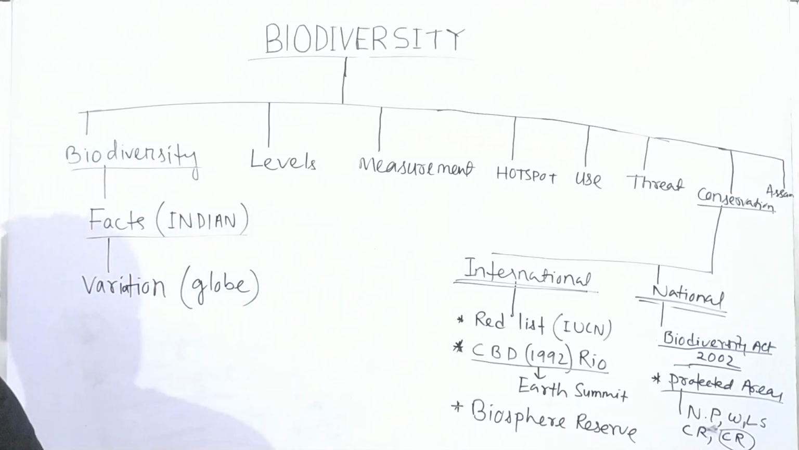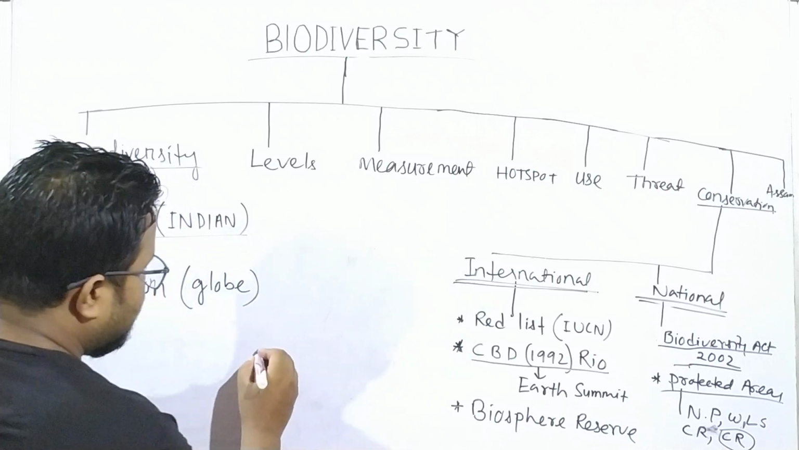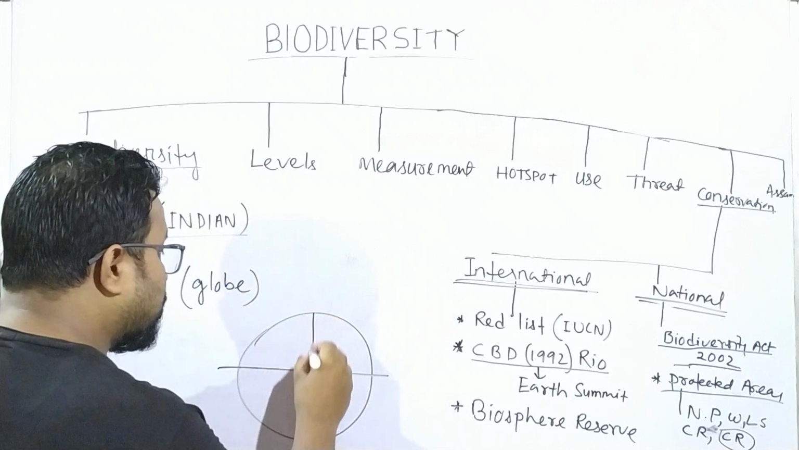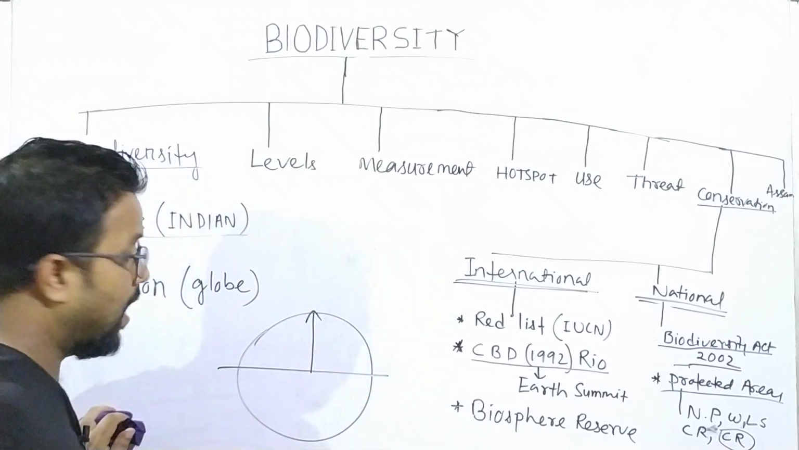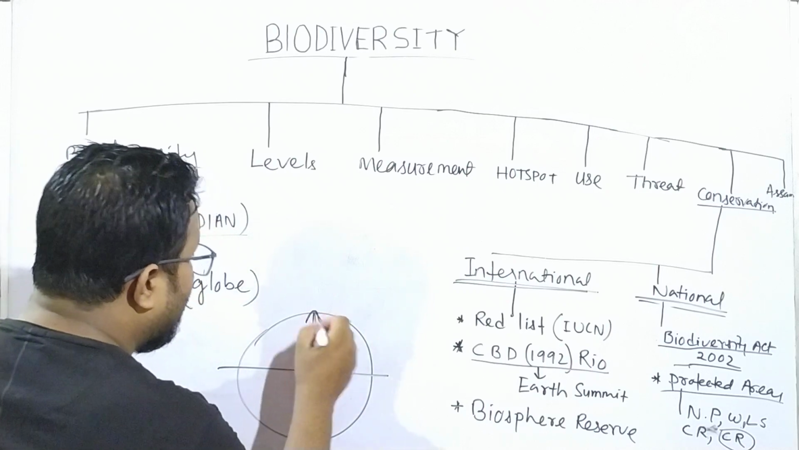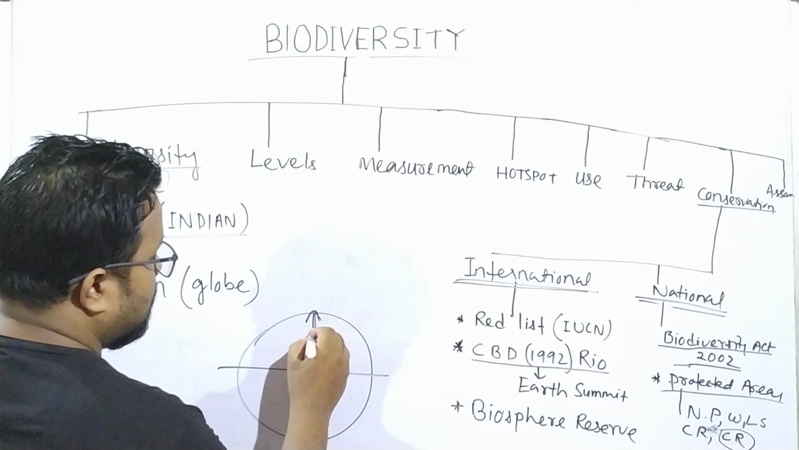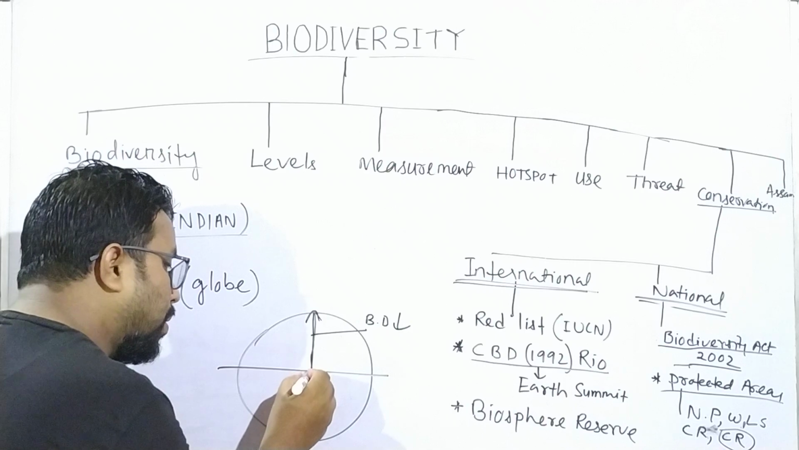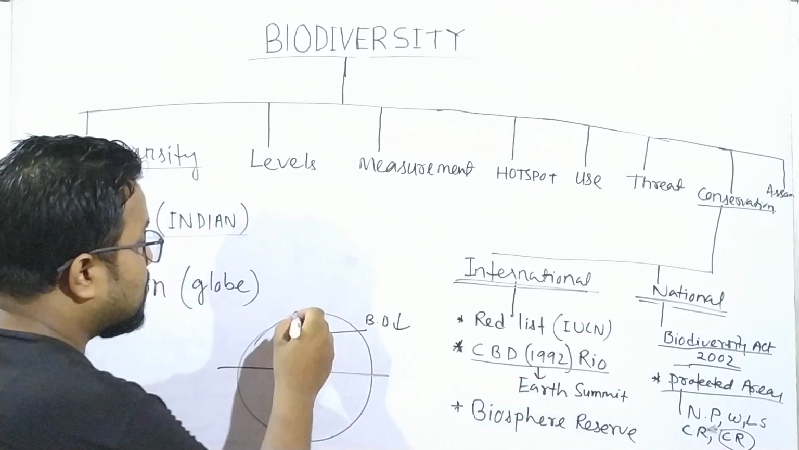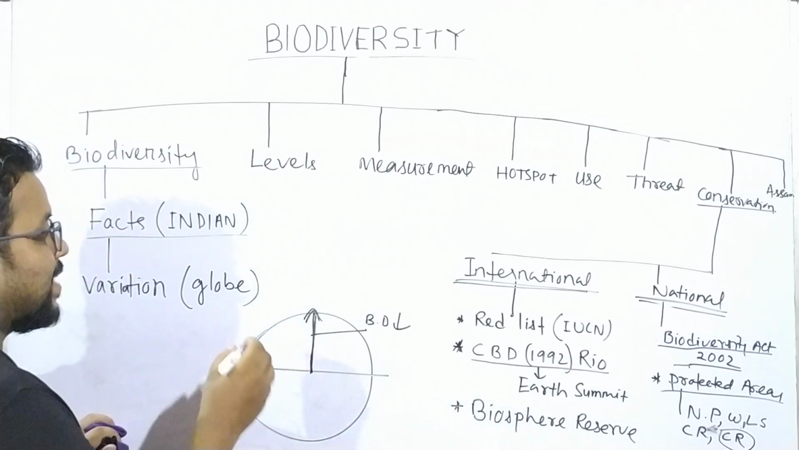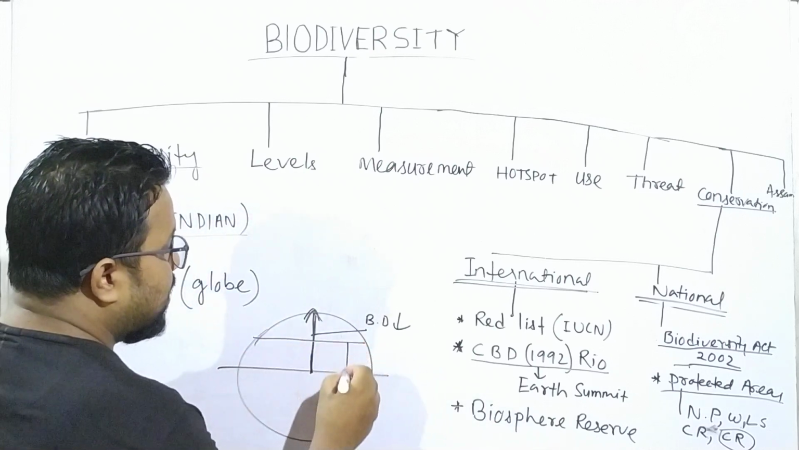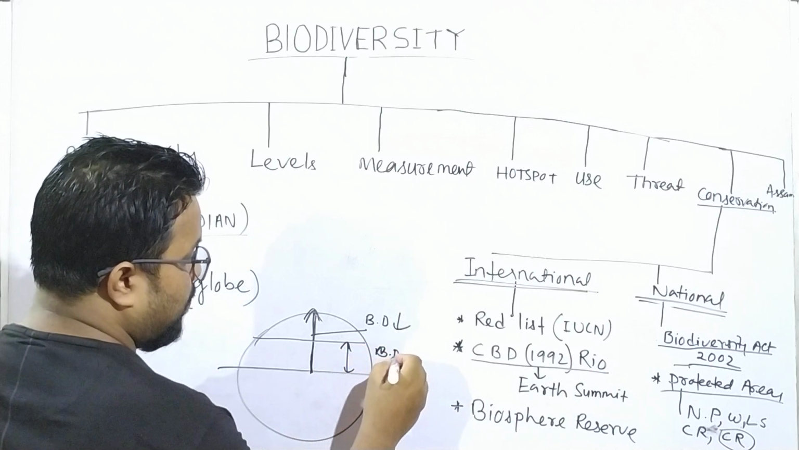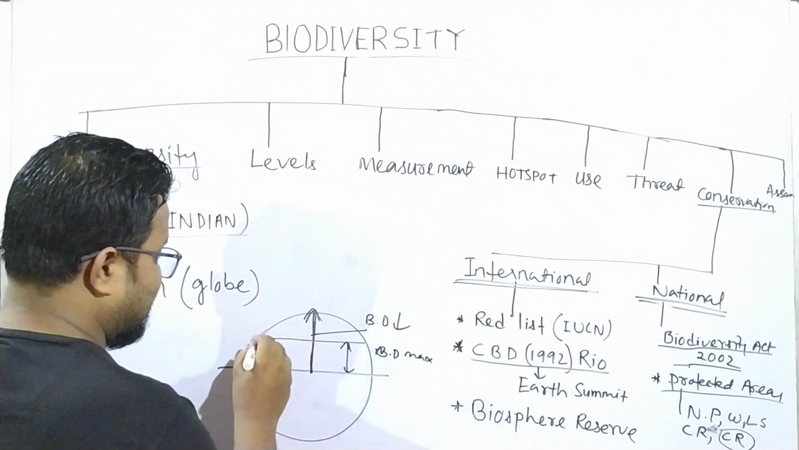See, if this is the globe, this is the equator. If we move from equator to pole, listen very carefully what I am saying, biodiversity decreases. And we can say that in the tropic region, we have maximum biodiversity. This is the tropic region.